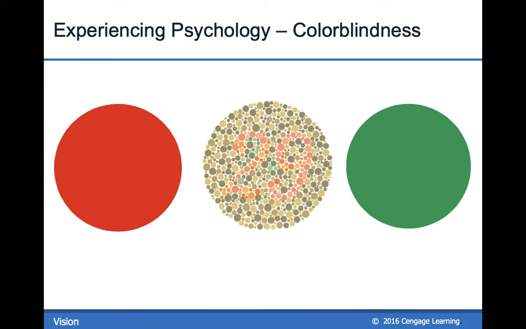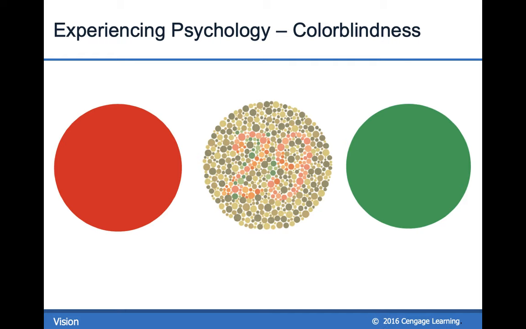So again, here's another one of these tests. A person with red-green color blindness, the dichromats, would have a hard time distinguishing between the red circle and the green circle. They might look like the same shade, and they'd probably really struggle to see the 29 in this circle of dots in the middle.